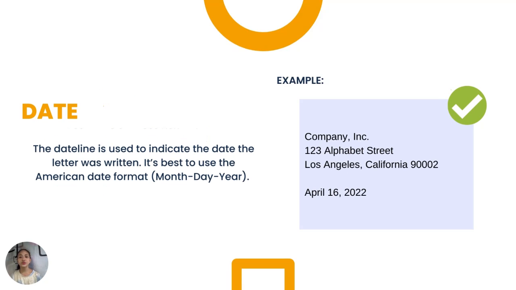Next is the date. The date line is used to indicate the date the letter was written because whoever receives the letter needs to know when the letter was written. And when writing a letter, it is best to use the standard American date format.